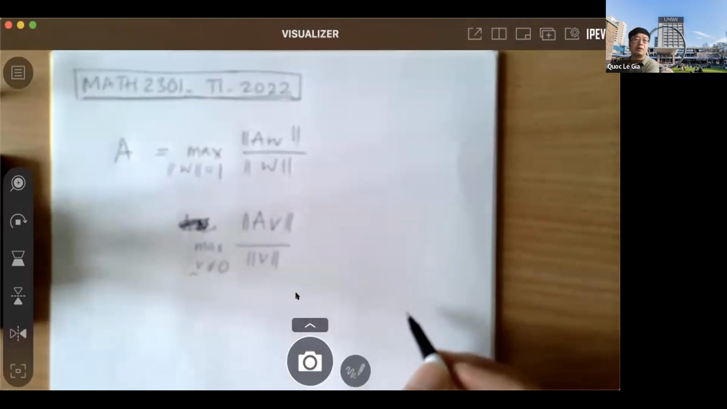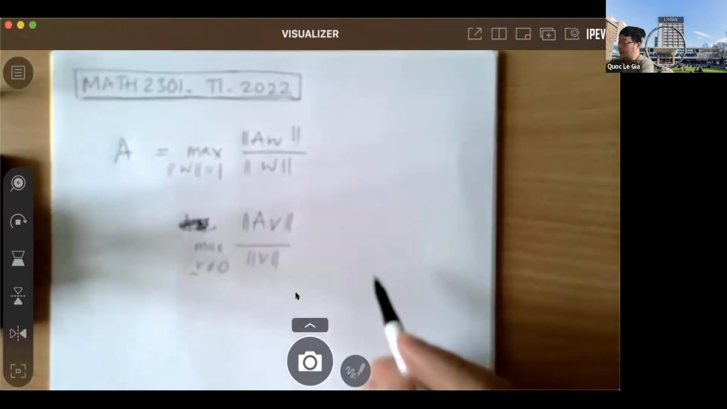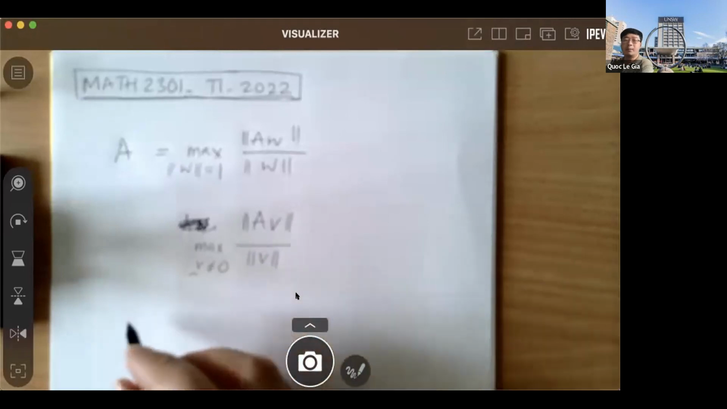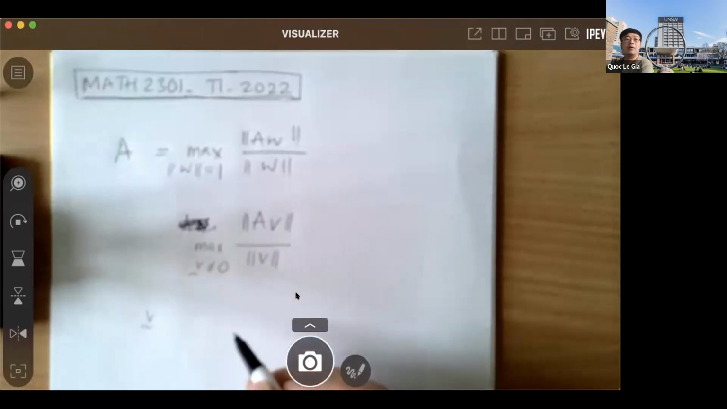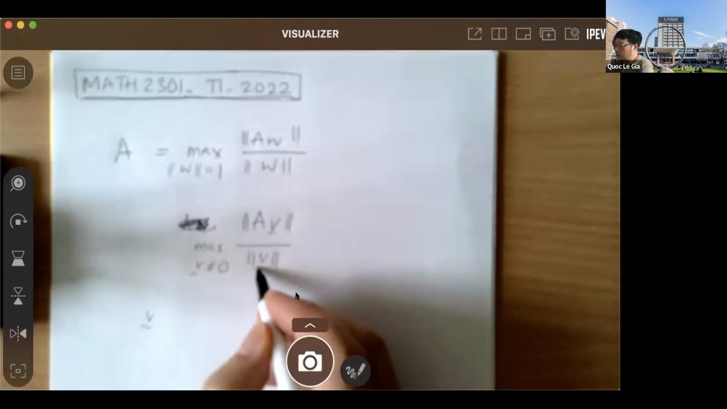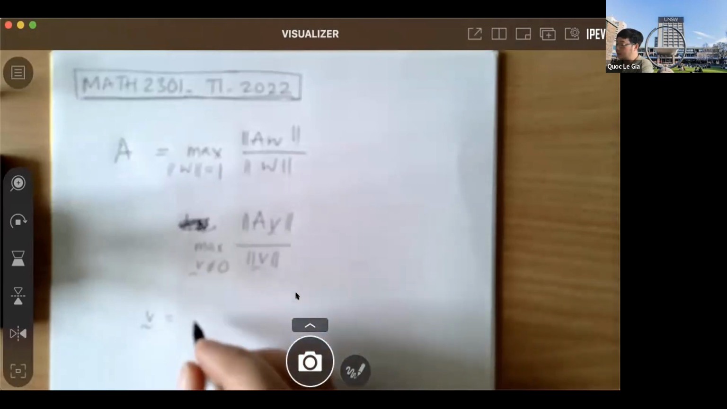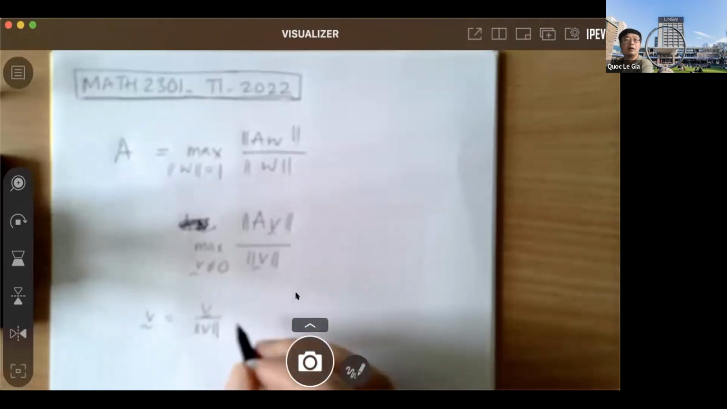So why is that? Remember, if I take V, a vector, you can write V as V divided by the length of V, multiplied by the norm of V. So we divide and multiply by the same thing.